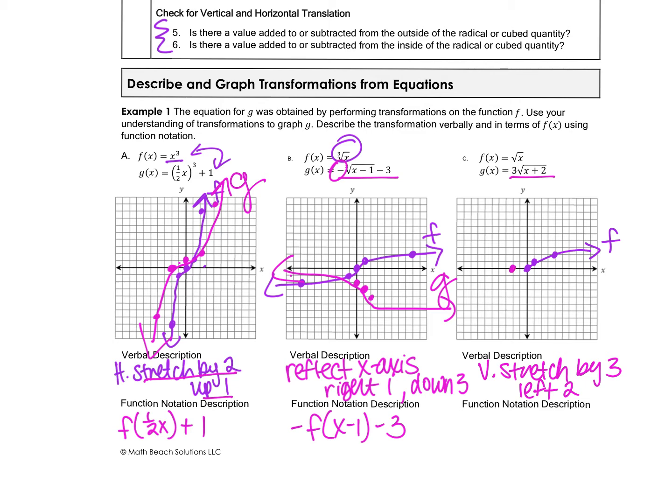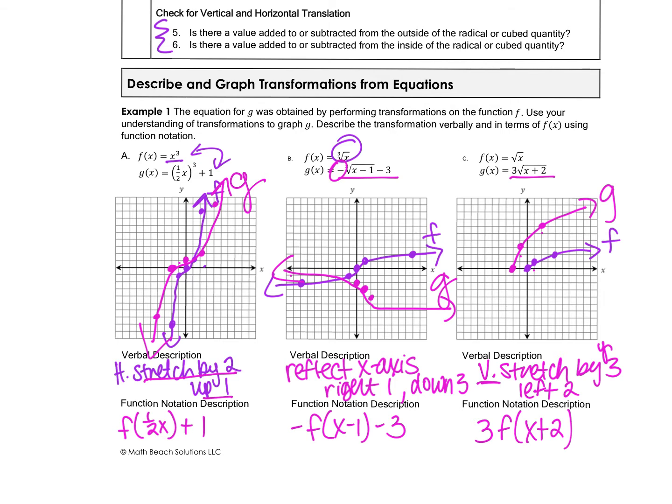Plot the new one. And then my vertical stretch by 3 means we're going to be changing the y by 3. So instead of having a point of (1, 1), it's going to be (1, 3). And then instead of having a point (4, 2), it's going to be (4, 6). So there's my function g. So writing your function notation, we have a 3 on the outside, we have f, and then inside we have x plus 2.